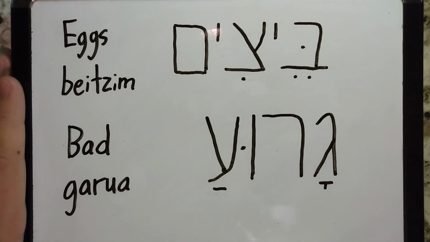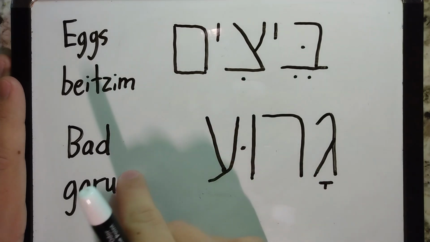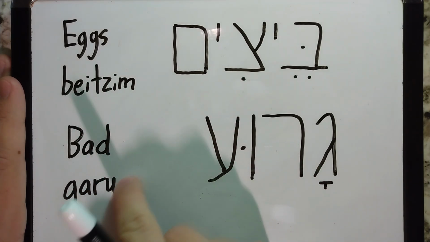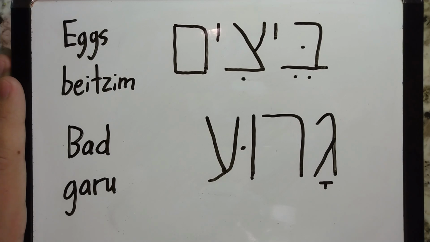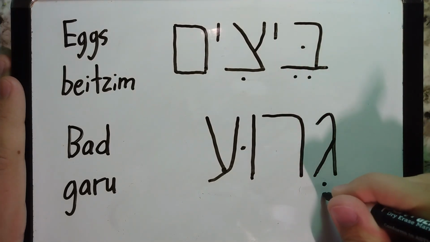The first thing we need to do is remove this patak from under the ayin. When a word ends with an ayin or chet and that letter has a patak under it, when we add an ending to that word, we must remove the patak from under the last letter. Also, when we are adding an ending onto a 2-syllable word, here we have 2 syllables, ga-ru, the vowel of the first syllable will be shortened to a shva if it is an ah vowel.